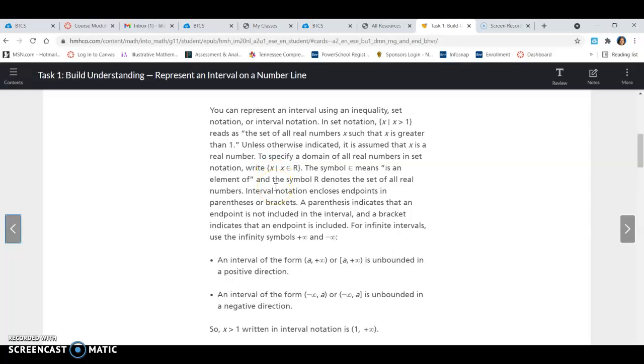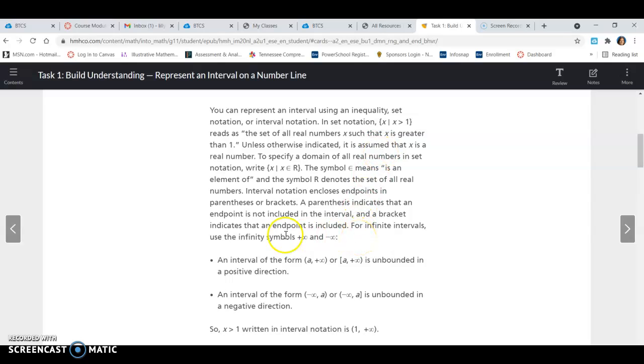All right, interval notation encloses endpoints in parentheses or brackets. So when you have interval notation, you're either going to have parentheses or brackets. A parenthesis indicates an endpoint is not included in the interval, and a bracket indicates that an endpoint is included. All right, so that's very important. Make sure you make a note of that, because all year when you see set notation and interval notation, you're going to need to know what the parenthesis means, what the bracket means, and what the set notation means.